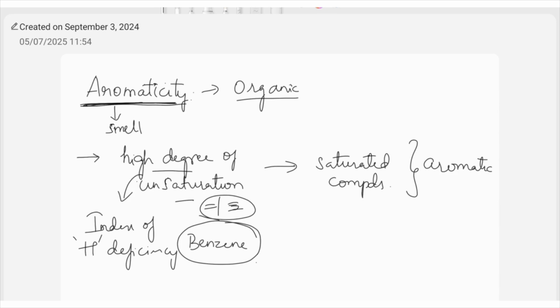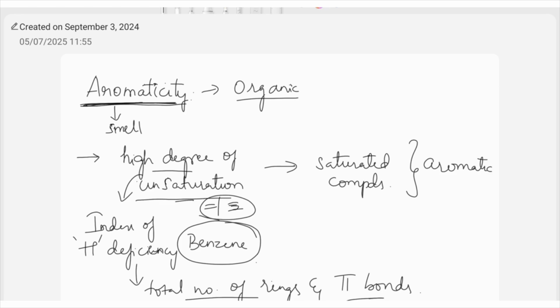The index of hydrogen deficiency also means the total number of rings and pi bonds present in a molecule. So generally, those compounds which have more rings or more pi bonds will show this aromatic behavior. That is the meaning of high degree of unsaturation and index of hydrogen deficiency.